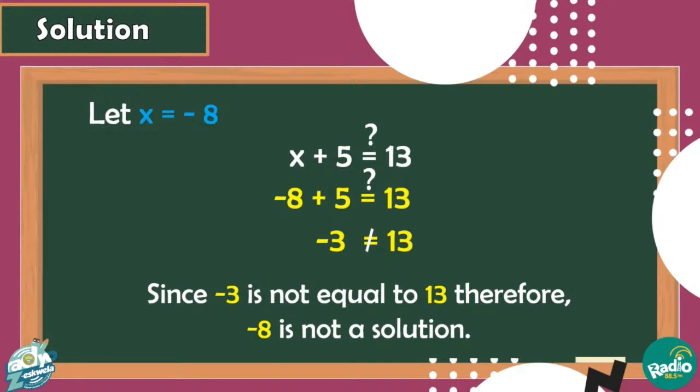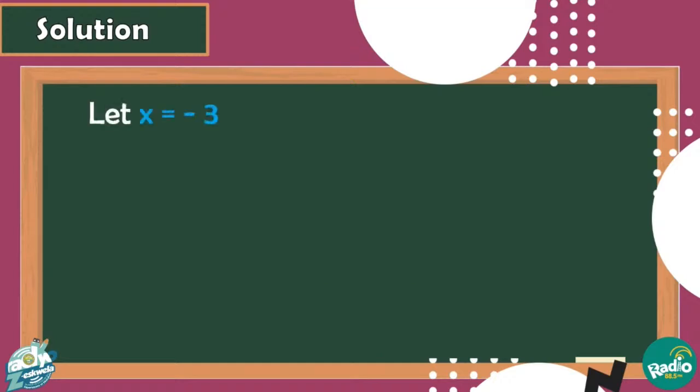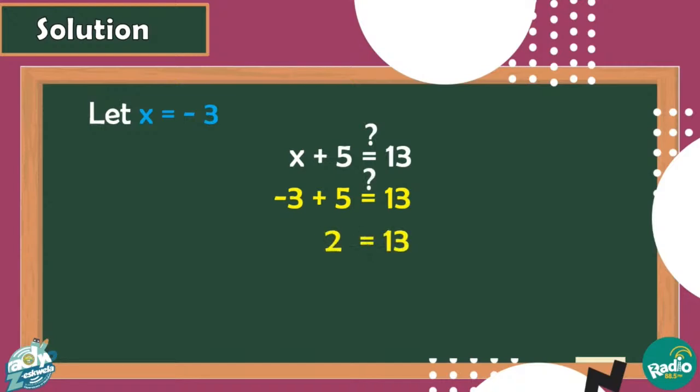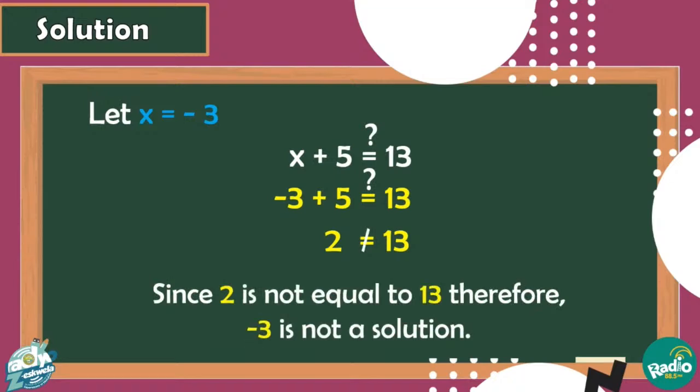Let's proceed to the next value. The next value is x is equal to negative 3. Copy the given equation. Substitute the value of x, which is negative 3, to our given equation. The given equation becomes negative 3 plus 5 is equal to 13. By simplifying, we got 2 is equal to 13. Since 2 is not equal to 13, therefore, negative 3 is not a solution.